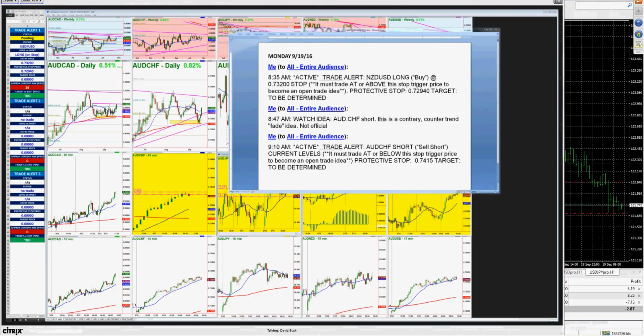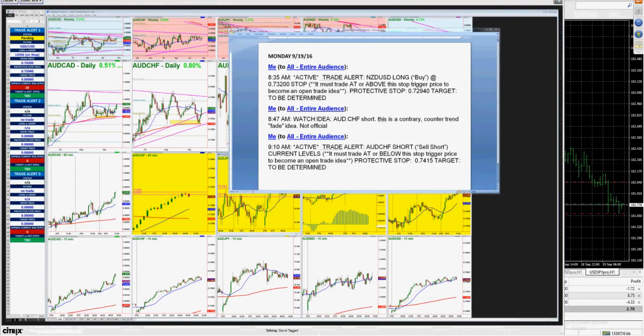Protective stop is above the high. Maybe you can read that for me, Tag, while I just fix this. So AUD CHF short, so that's a sell short at current levels, meaning basically right where it's at. It must trade, and the protective stop is at 0.7415, and the target is TBD, to be determined.